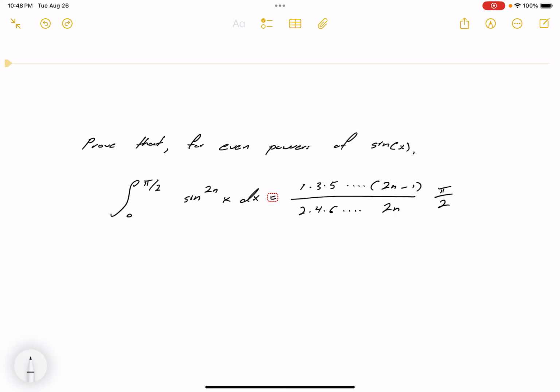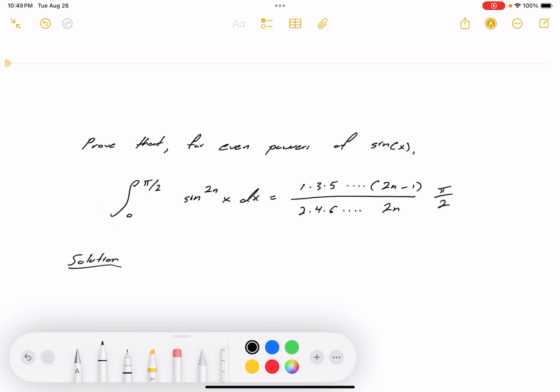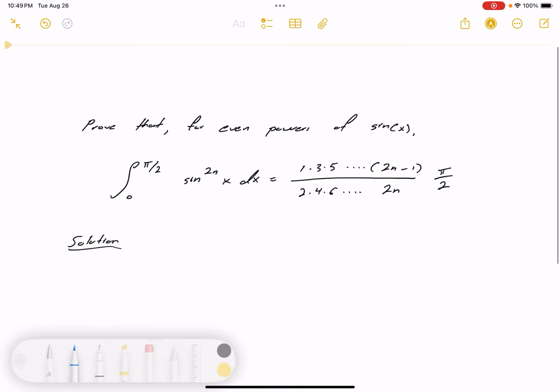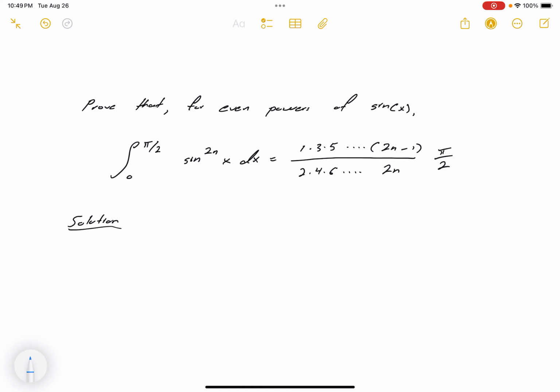We are going to be using mathematical induction to tackle this problem. So let's go ahead and see how that looks. We have here the solution. Let me change color to blue. Okay, so the first step in doing a mathematical induction proof is we will start with our basis. The basis step. There are two steps: the basis step and then the induction step.